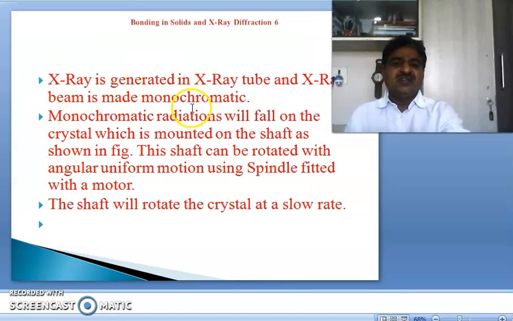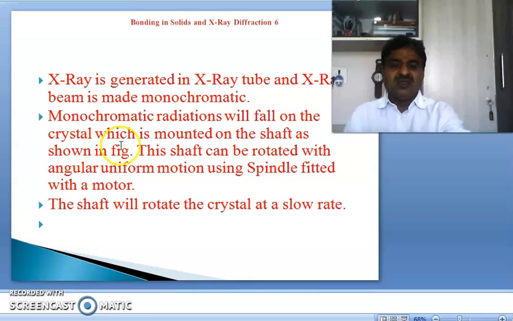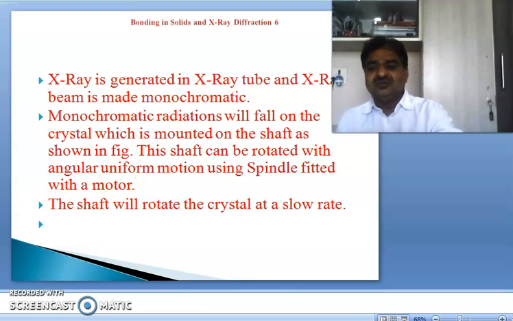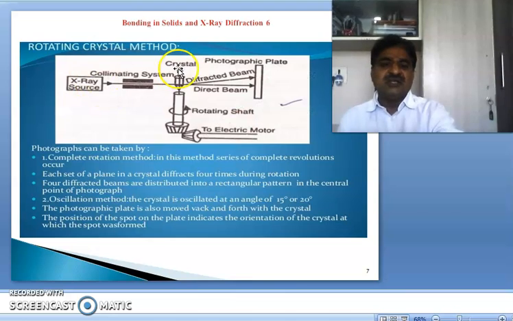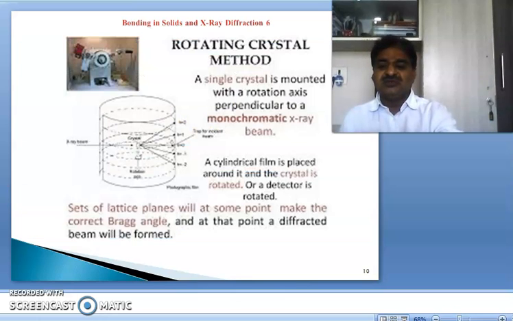See here, X-rays are generated in the X-ray tube and they are made monochromatic by using this collimator and monochromator arrangement. Monochromatic radiations will fall on the crystal which is mounted on the shaft as shown in the figure. Here it is the shaft, the rotating shaft. Here the crystal is mounted. Such a monochromatic beam of X-ray is incident on this crystal which is mounted on the shaft. Then what happens?